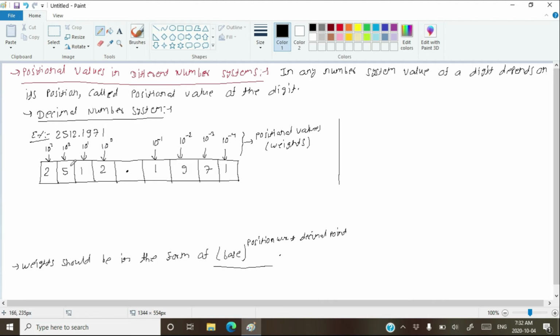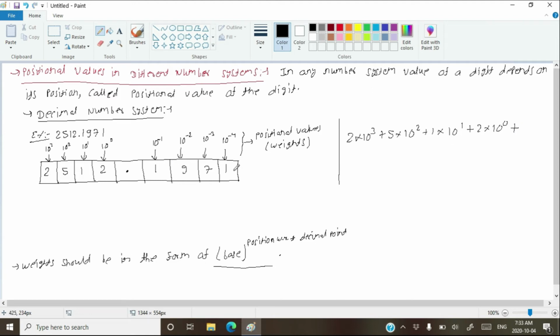Okay, you will always get the decimal number in the output if you multiply a digit with its positional value. So what to do here? 2 multiplied by 10^3. 2 has the positional value 10^3. That's why 2 should be multiplied by 10^3, plus 5 should be multiplied by 10 square. As you can see, 1 should be multiplied with 10 to the power 1, 2 should be multiplied with 10 to the power 0. Then ignore the dot, just ignore it.